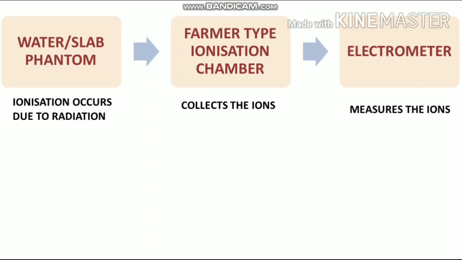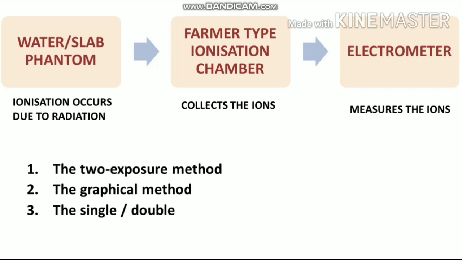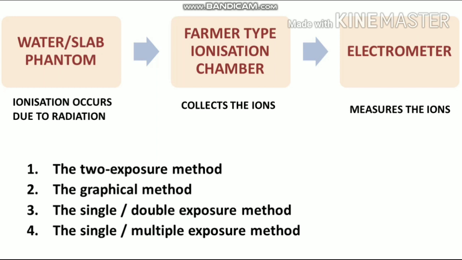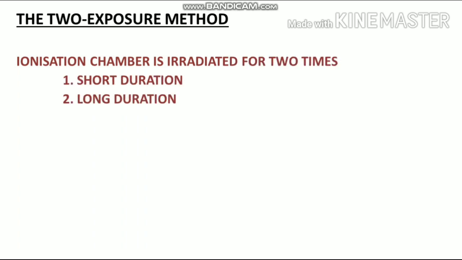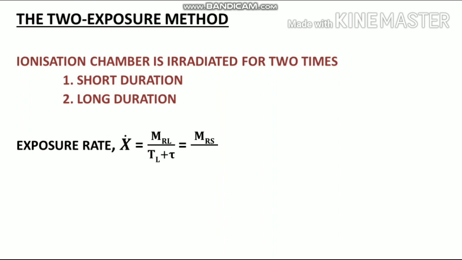There are 4 methods to measure the shutter timer error: the 2-exposure method, the graphical method, the single or double exposure method, and the single or multiple exposure method. In the 2-exposure method, the ionization chamber is exposed 2 times. One time is for a shorter period and the other one is for a longer period. In both cases, the output remains the same, and using that concept, the timer error is calculated.